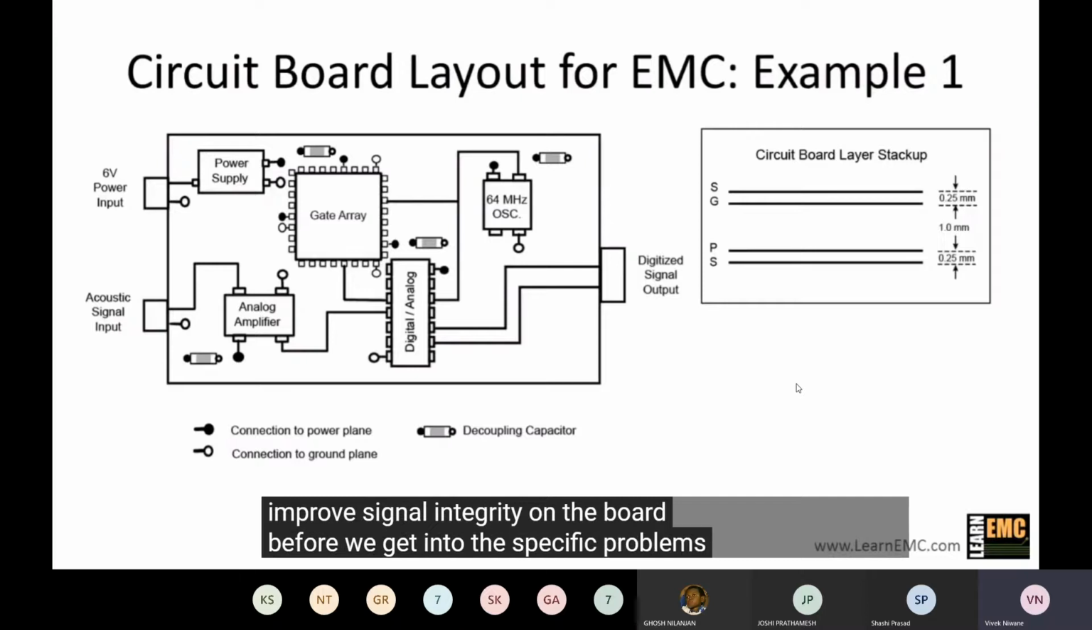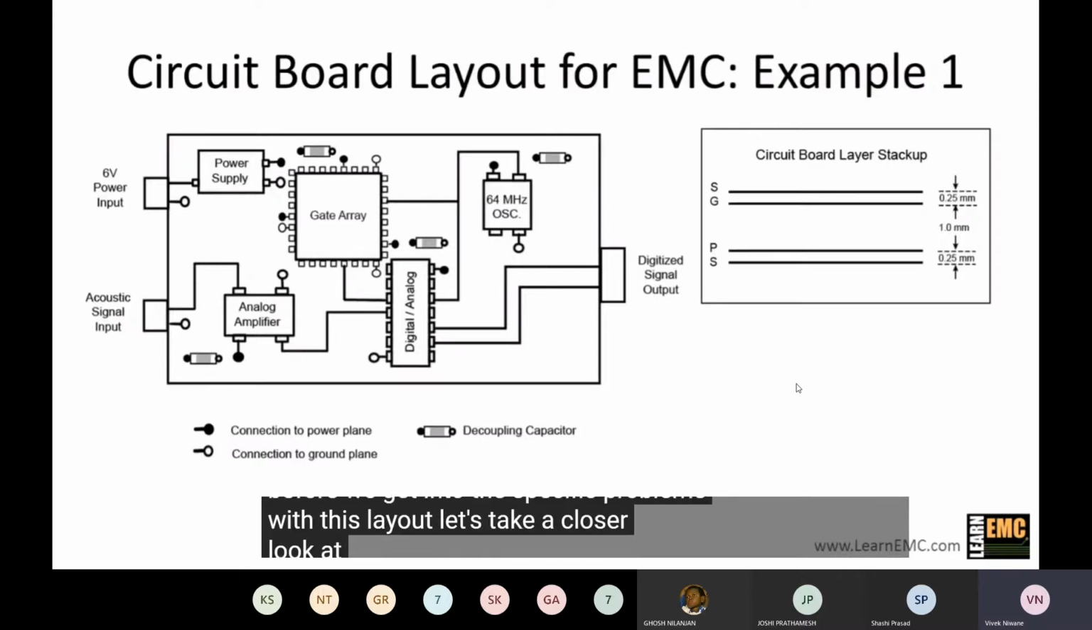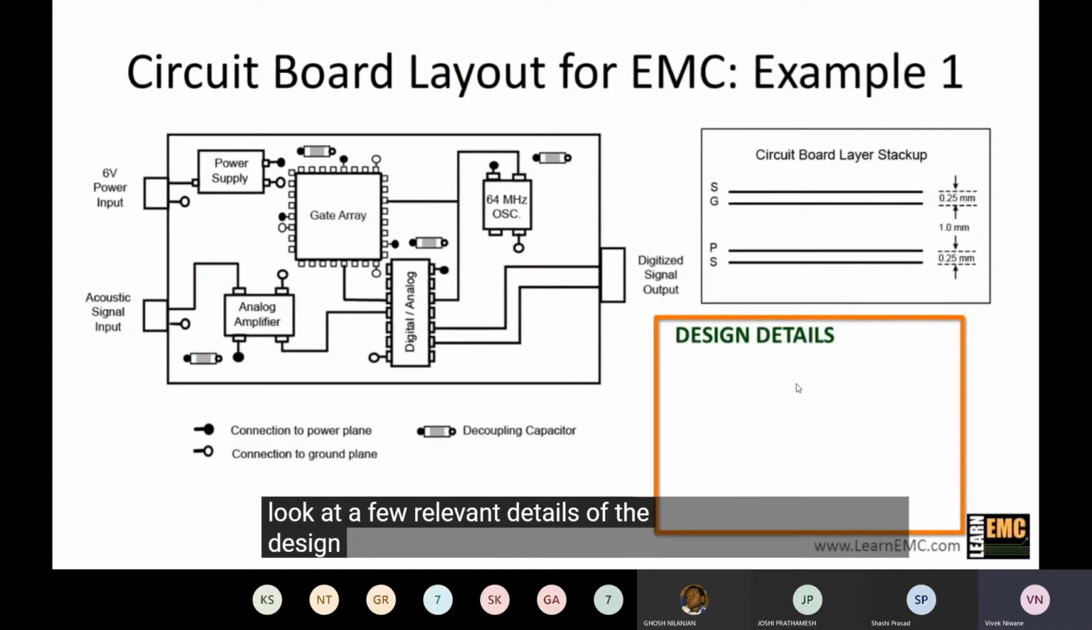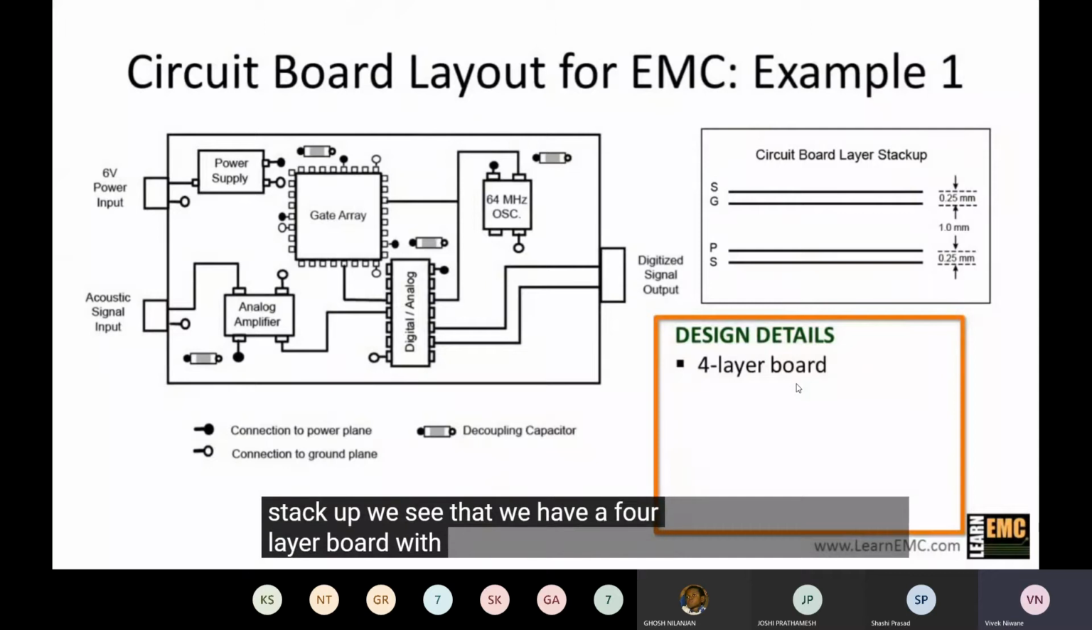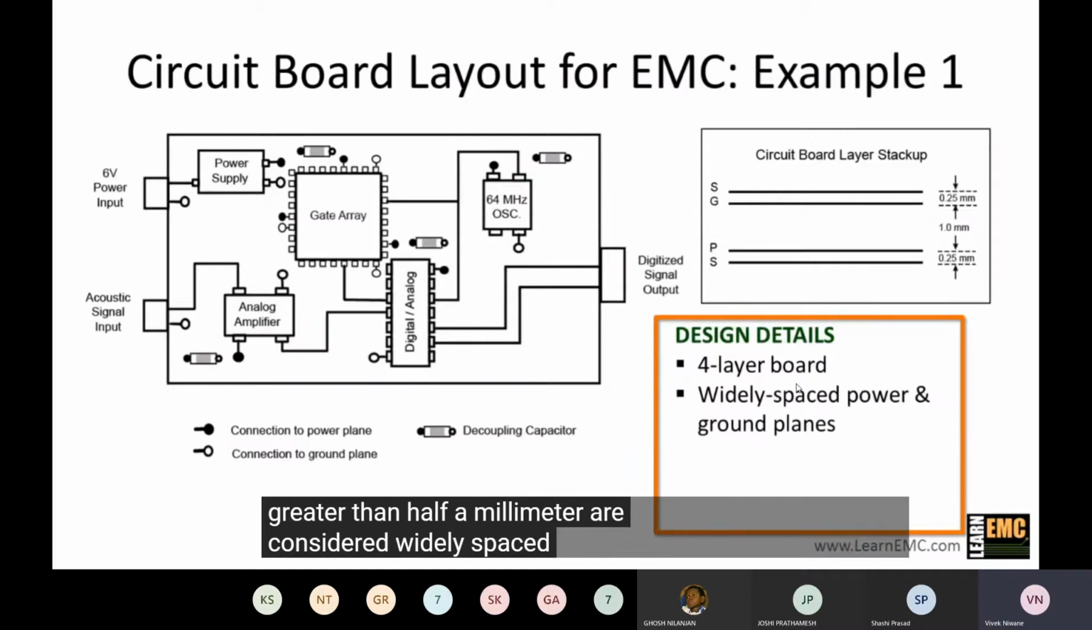Before we get into the specific problems with this layout, let's take a closer look at a few relevant details of the design. From the circuit board layer stack up, we see that we have a 4-layer board with both power and ground planes. Notice that there's 1 millimeter of spacing between the power and ground planes. Power planes spaced greater than 0.5 millimeter are considered widely spaced. The black dots on the board represent vias connecting to the power plane, and the open dots are connections to the ground plane. There are 4 decoupling capacitors connected between the power and ground planes.